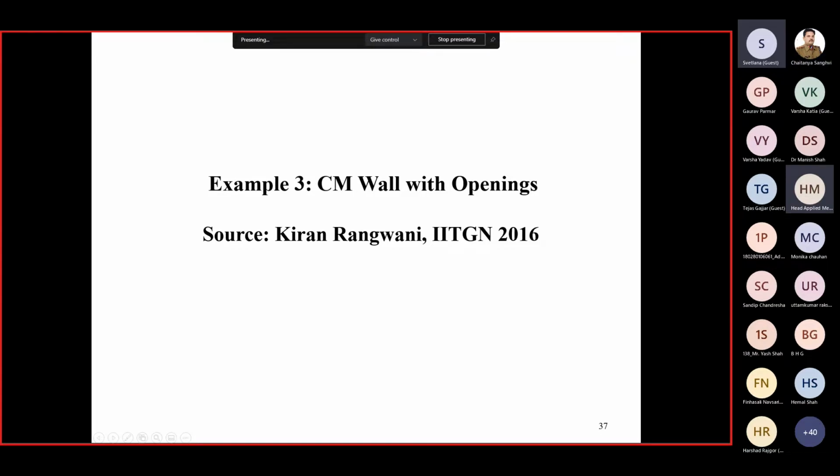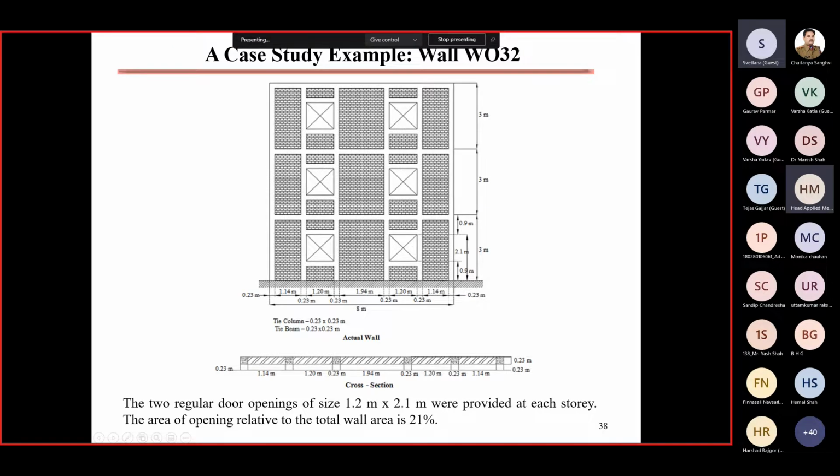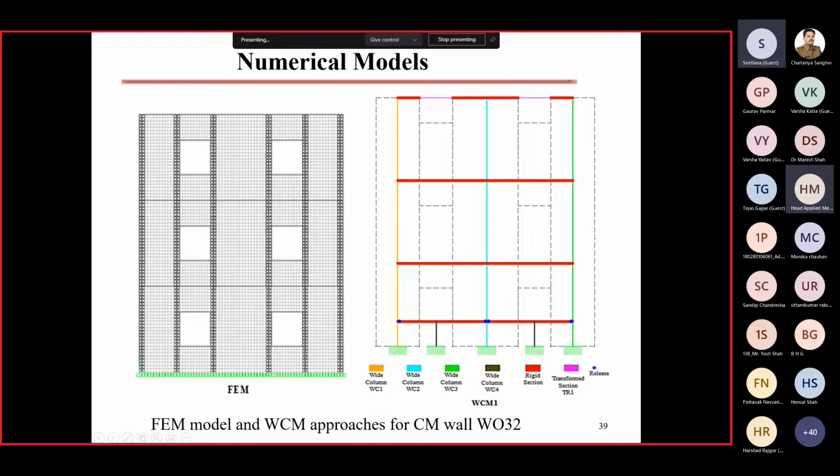Okay, thank you. So example 3 is a wall with openings, again by Kira. That was a part of her thesis. This wall had openings at the windows, as you can see, at all levels. And that is again modeled in the same way as what I showed before, with the white column model and the finite element model. The finite element model, FEM, is shown at the left, same thing.